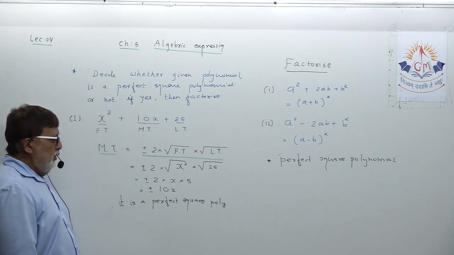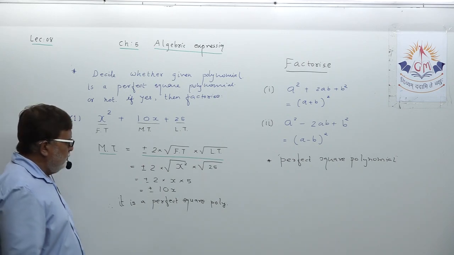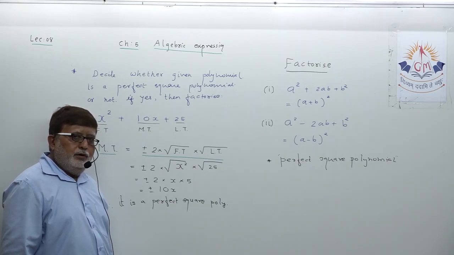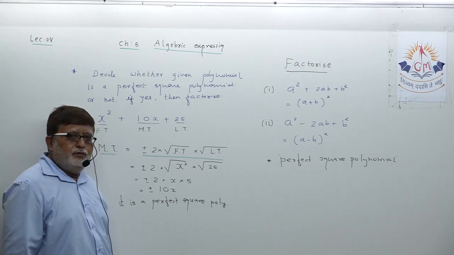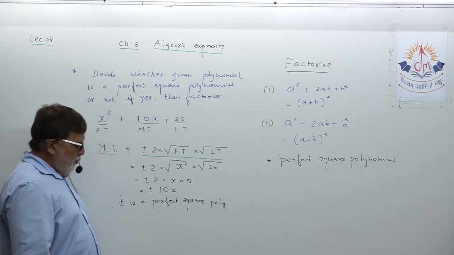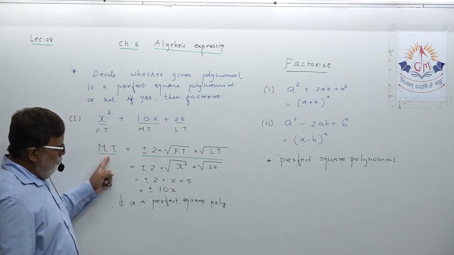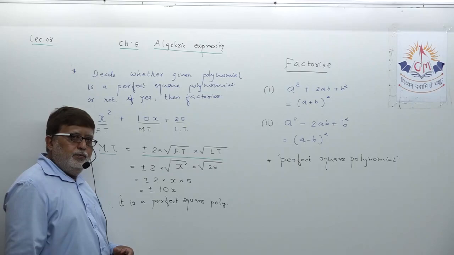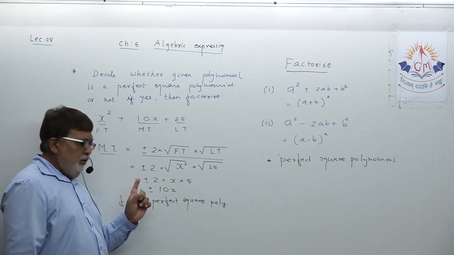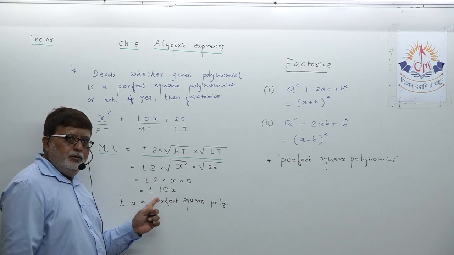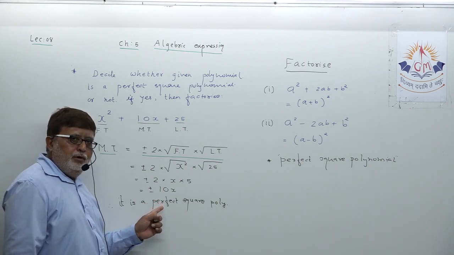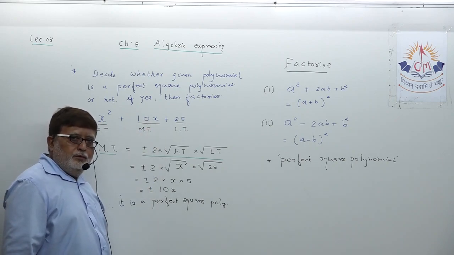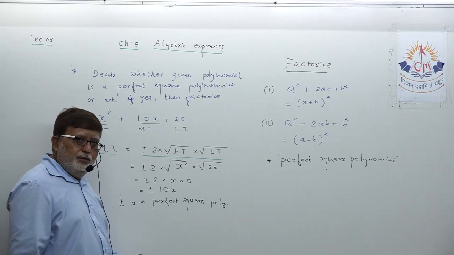First, dear student, this is the process. Every time you are asked whether a given polynomial is a perfect square polynomial or not, you have to follow these steps. You have to remember the formula of the middle term. You have to find the middle term. Whatever middle term you get, if it is equal to the given middle term, then you have to say it is a perfect square polynomial.